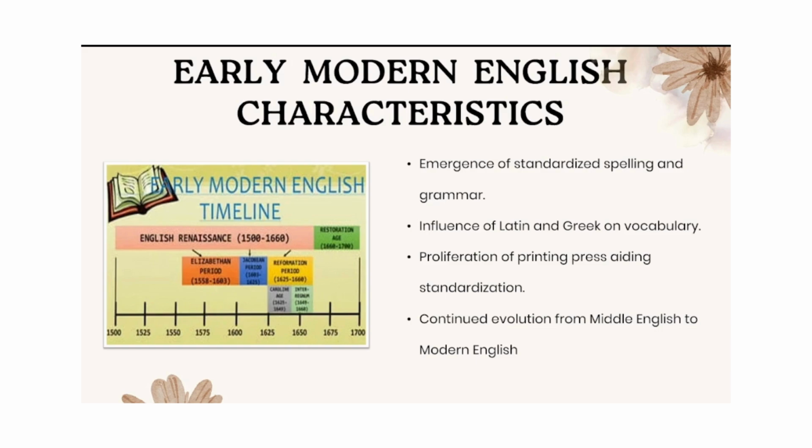The emergence of standardized spelling and grammar, the influence of Latin and Greek on the vocabulary, the proliferation of the printing press, and the continued evolution from Middle English to Modern English are all key characteristics that define this period in the history of the English language.